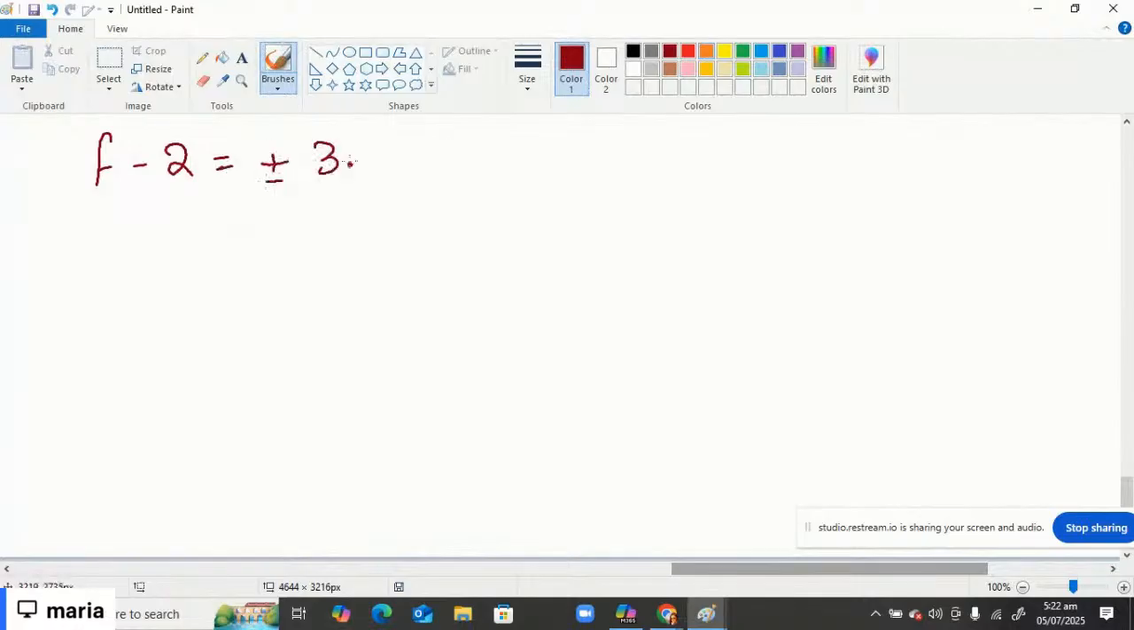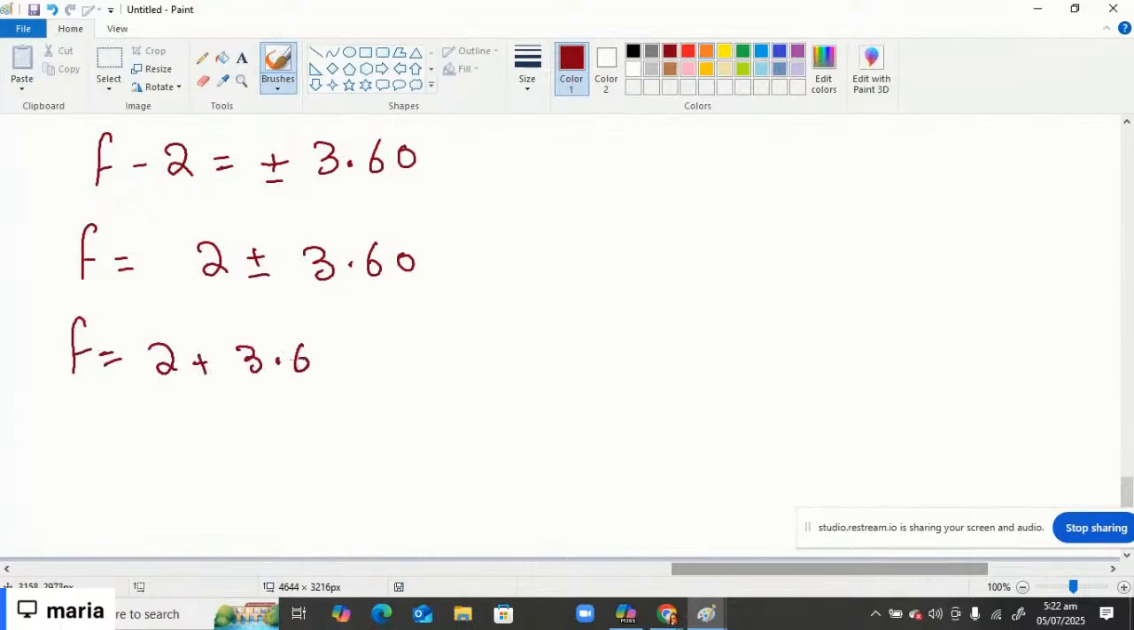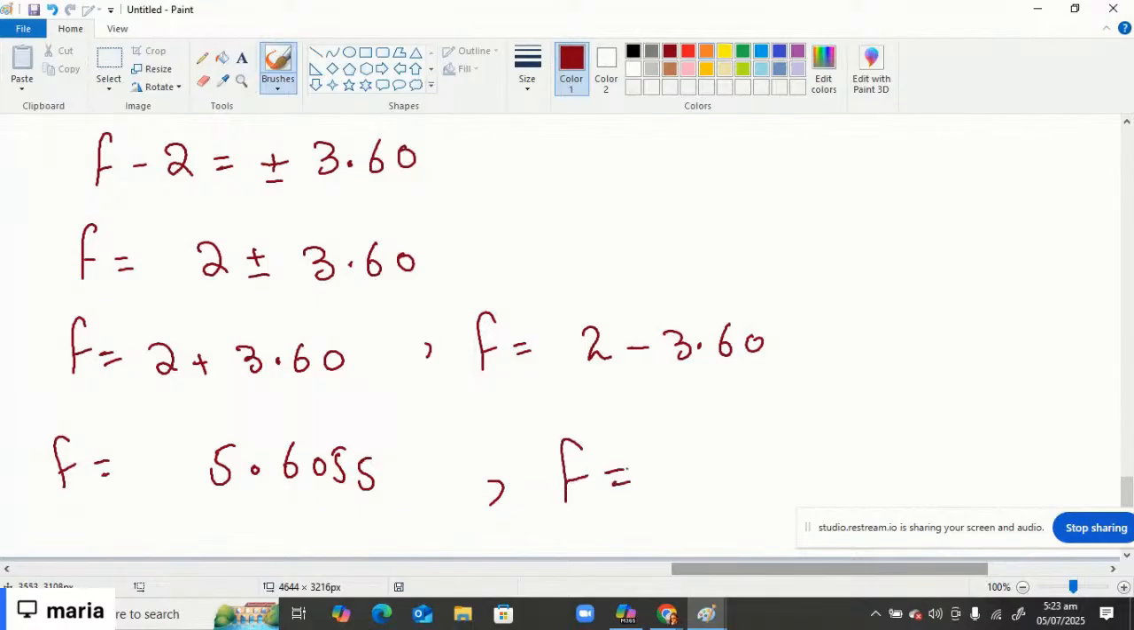Now we separate this 2, so f stays the same here. So here 2 is moving over, it becomes 2 plus minus 3.60. First of all, this plus 3.60, then f is equal to 2 plus 3.60. First we add up, that becomes 5.6055. And then with the minus sign, we subtract 3.60 from 2, that is negative 1.6055, and this is your answer.